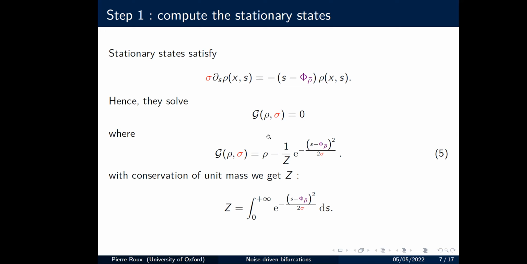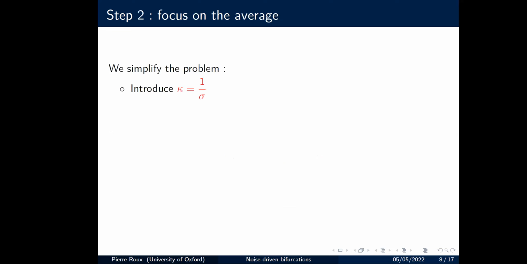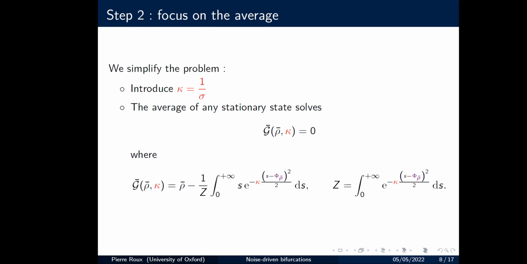And the problem is that it's still a little bit difficult because you have 2 variables, S and X. So you can simplify it by averaging this functional, because you can see that this phi rho bar depends only on the average rho bar. So if you multiply by S and integrate, you get a fixed point only in terms of one variable X. So let's introduce for convenience this k pi equals 1 over sigma. It's to avoid nasty derivatives of the type 1 over sigma squared. Write this fixed point functional for the average of the stationary state.